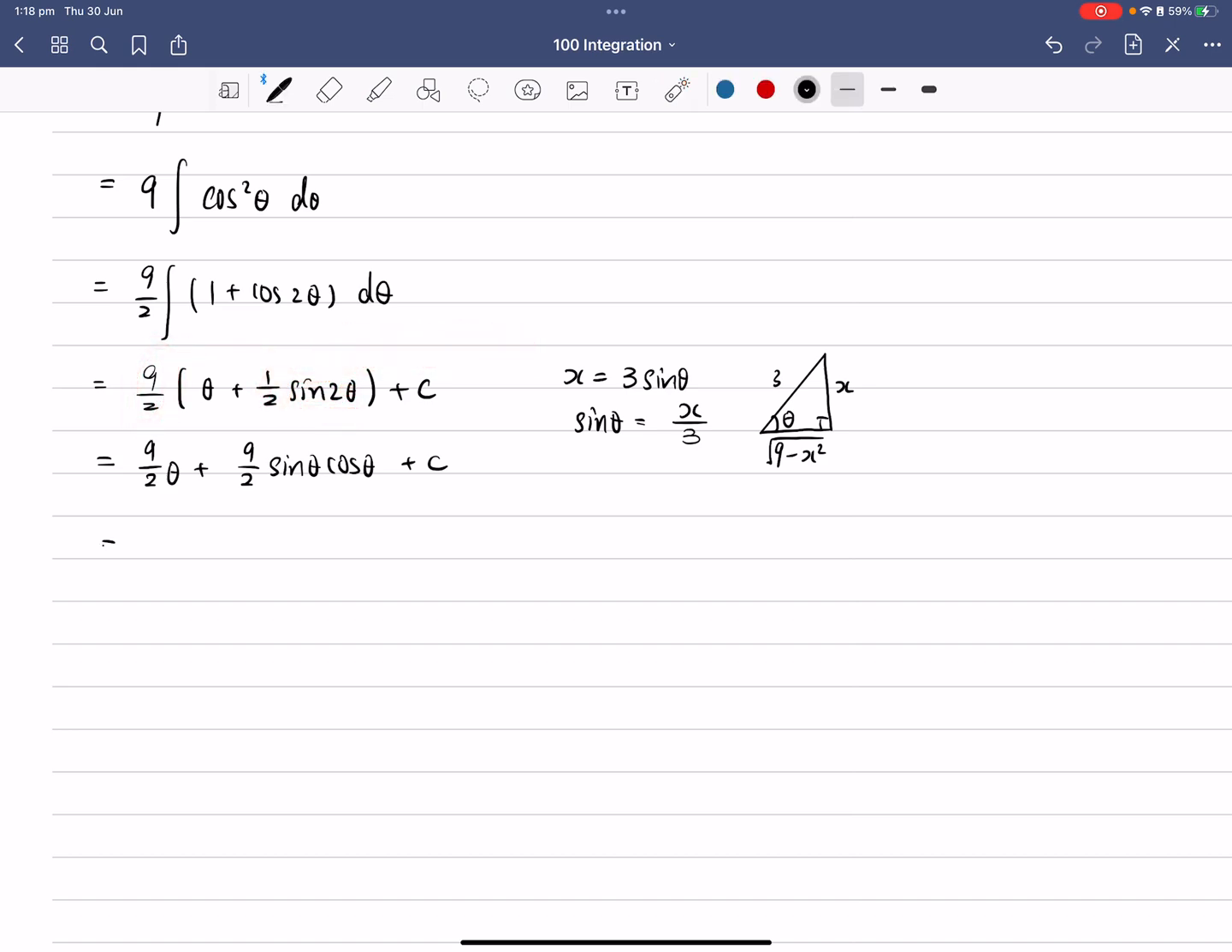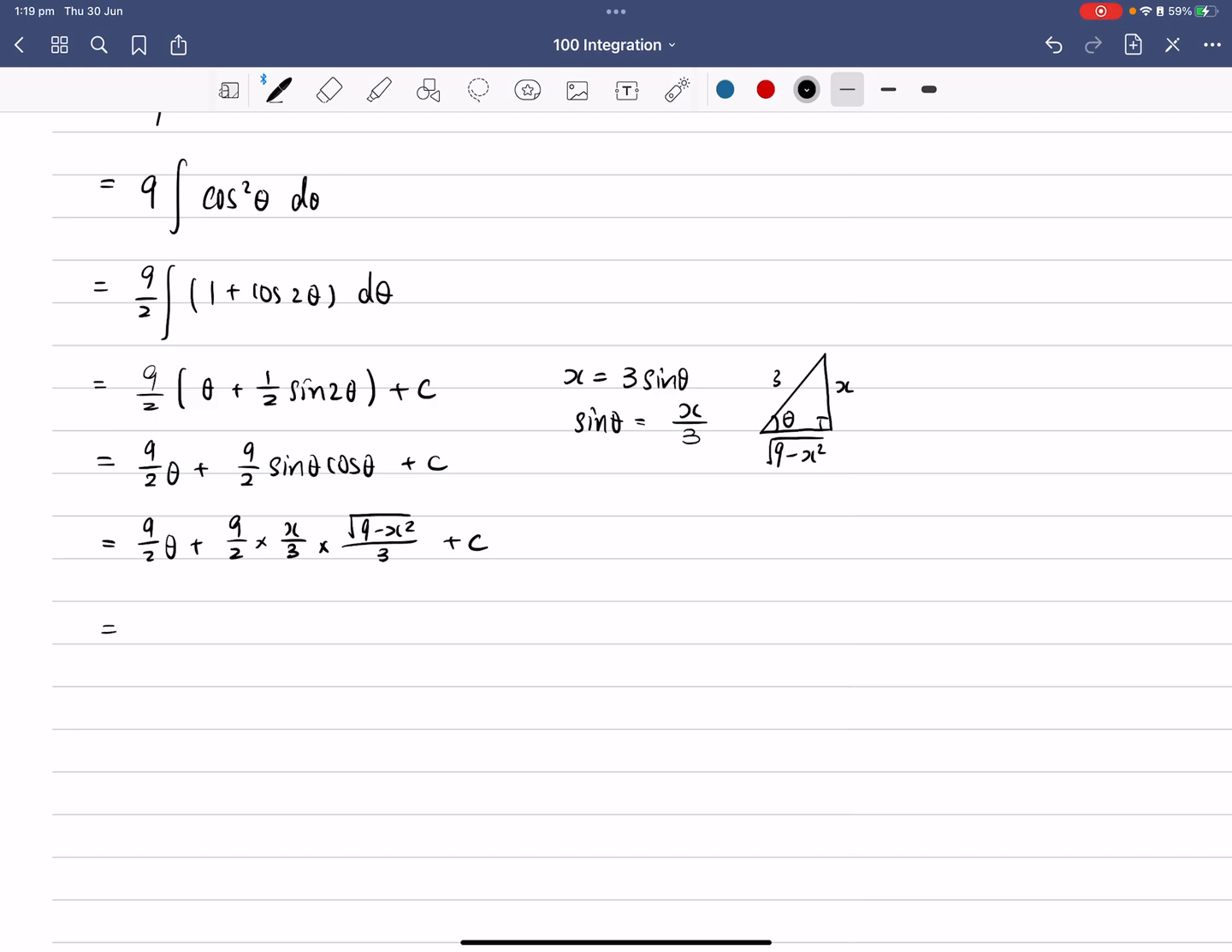All right, so now we can just use our triangle. We know what sine theta equals to. Sine theta is equal to x on 3, so times by x on 3. Now we need to work out what is cosine theta based on this diagram. Cos theta is equal to square root of 9 minus x squared over 3 plus c. Okay, so I think that's it.